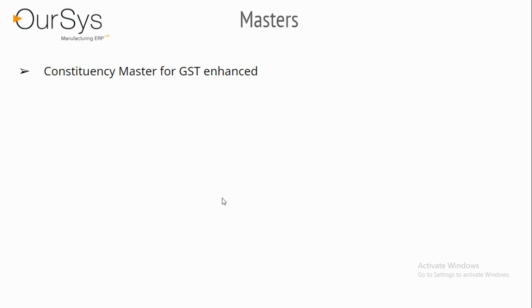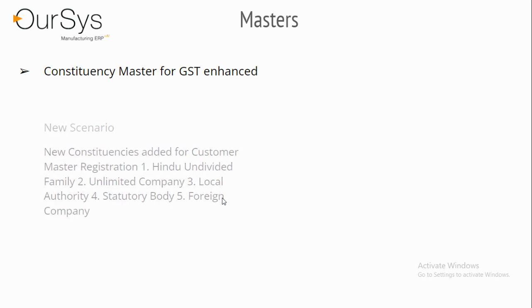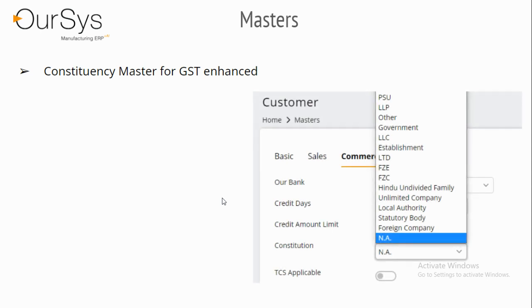Next, new constitution masters of GST have been announced. While adding a customer, some new constitutions have been added: the foreign company, the local authority, unlimited company, and Hindu undivided family. So new constitutions have been added. You can use them accordingly.